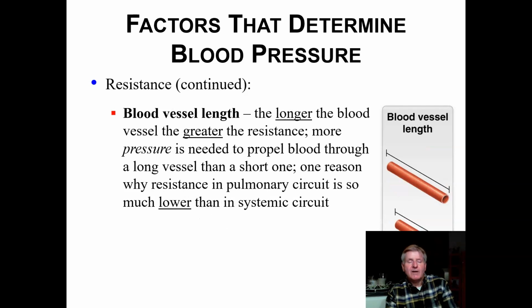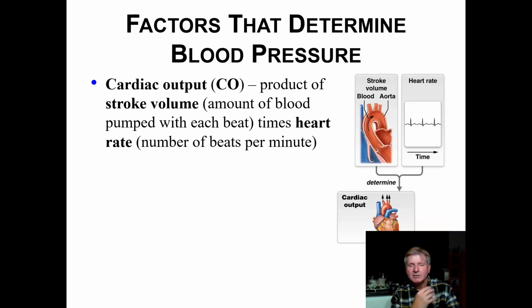The vessel length will increase resistance. The longer the blood vessel, the greater the resistance. Therefore, there's more pressure needed to propel blood through a long vessel than a short one. That's the reason the resistance in your pulmonary circuit is so much lower than the resistance in your systemic circuit. So the length of the vessel contributes to resistance. The greater the length, the greater the resistance. And that's a direct relationship.